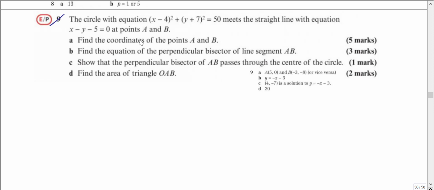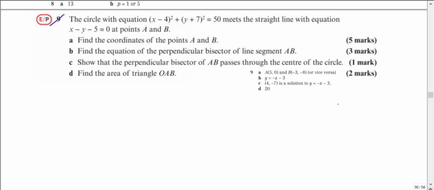Okay, number 9. It says the circle with equation (x - 4)² + (y + 7)² = 50 meets the straight line with equation x - y - 5 = 0 at points A and B.